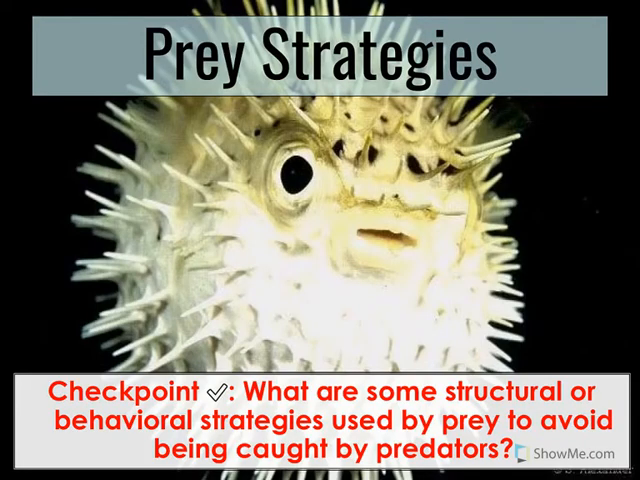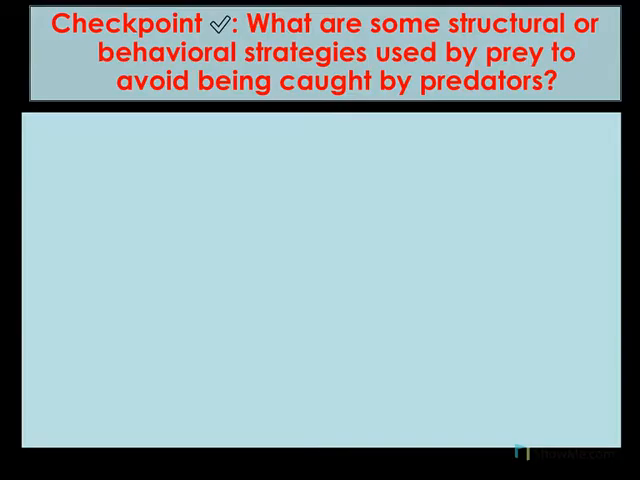Let's take a look at prey. So prey are organisms that are trying to avoid being eaten by other organisms. So I want you to write down this checkpoint question in your notes and think about the same thing, structural and behavioral strategies that allow organisms to prevent being preyed upon. So what can organisms do that can help save them from being prey? So go ahead and record your thoughts in your notes.